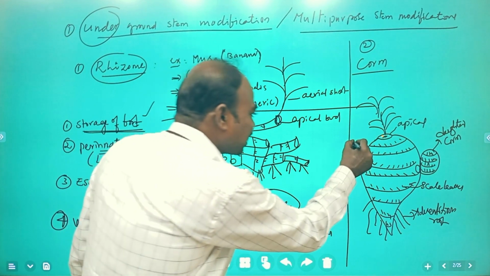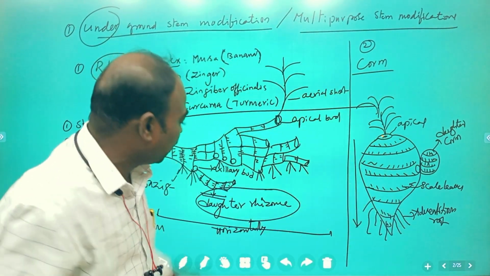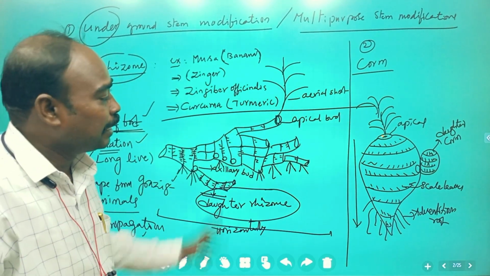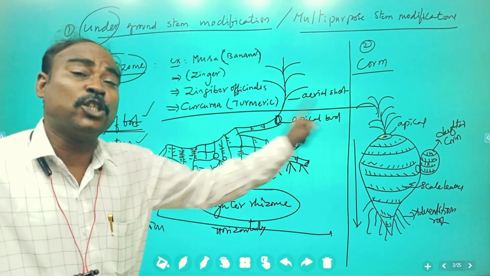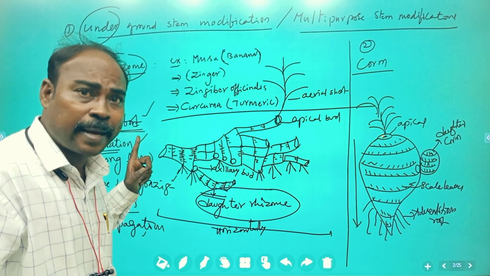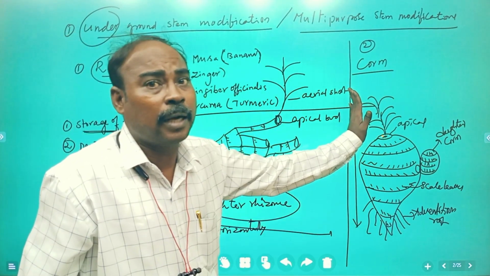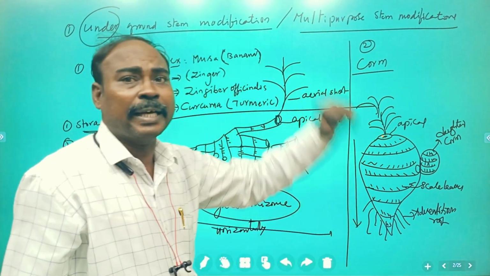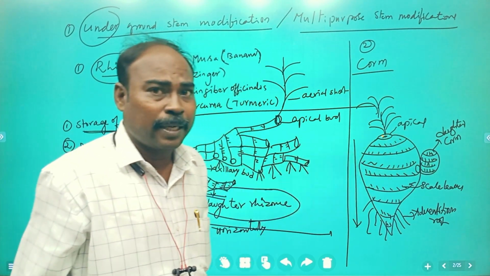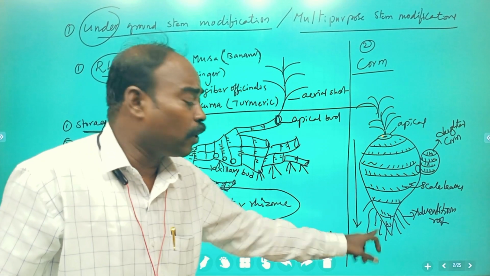But this is a vertically growing stem up to a particular depth in the soil. This is a horizontally growing stem at a particular depth of soil. That is the only difference between rhizome and corm. Very important, note this point. Rhizome is an underground stem that grows horizontally. Corm is also an underground stem, but it grows vertically. Remaining characters are the same: apical bud, axillary bud, nodes and internodes, scale leaves at every node, adventitious roots.